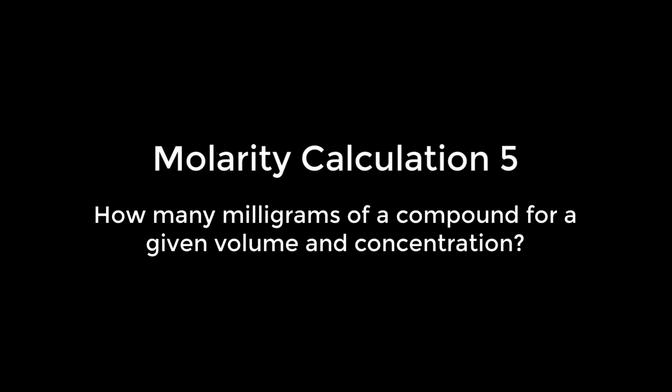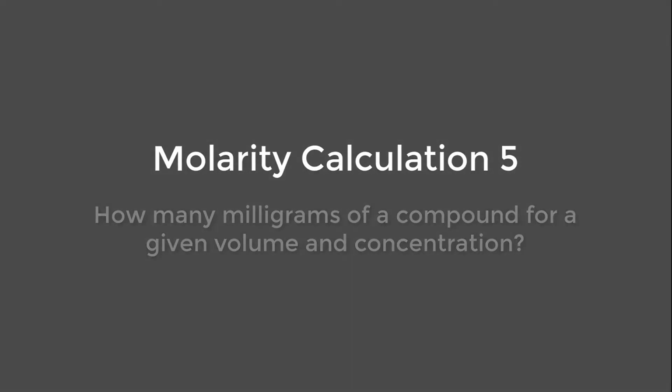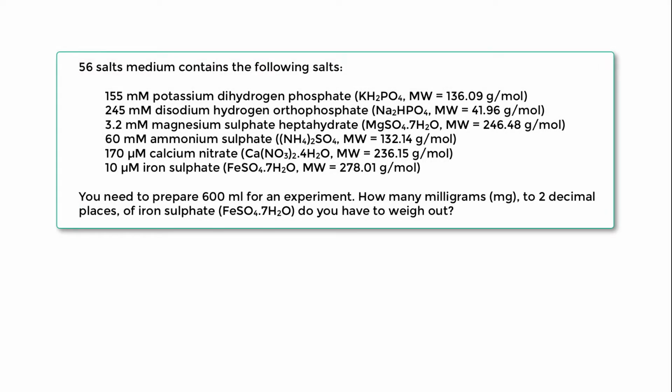In this video, we're going to look at how to calculate the number of milligrams of a compound that we need to weigh out to make up a buffer or solution. So let's say we have a buffer or solution with the following recipe. As you can see, this buffer consists of 6 different compounds, and we need to weigh each one of those out to make up this solution.